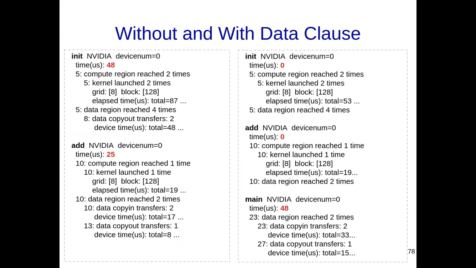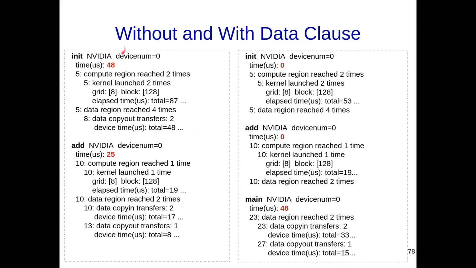The first program was without any data clause. We just had the pragma parallel, and then the second one was with the data clause inside main, and I get some profiling output. So there is a lot of other data on the slide, but what we need to focus on are these red numbers.